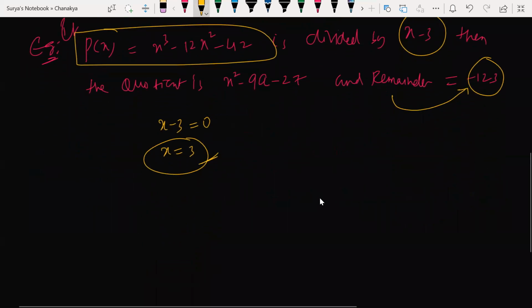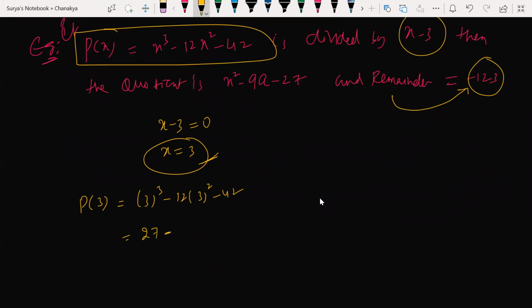Understood my point? Sir, can we do this for every question? Yes, for getting the remainder, but not for the quotient. Look here: p of 3 is 3 cube minus 12 into 3 square minus 42. That is 27 minus 108 minus 42, which gives minus 123.